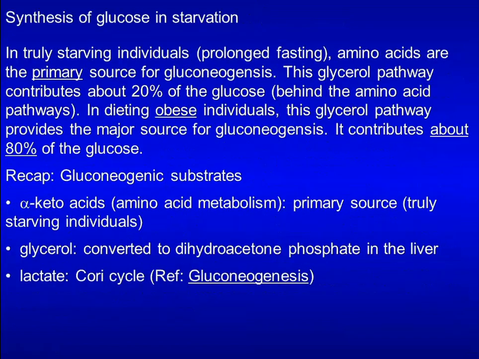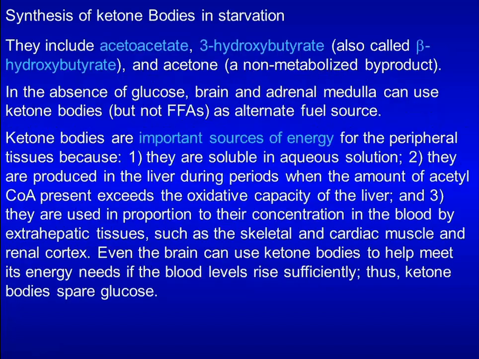In prolonged fasting or starvation, amino acids are the primary source of gluconeogenesis and contribute 80% of glucose. But in starving obese people, the glycerol pathway contributes about 80% of glucose. Ketone bodies are important sources of energy for the peripheral tissues. In the absence of glucose, even the brain and adrenal medulla can use ketone bodies, but not free fatty acids, as an alternate fuel source.